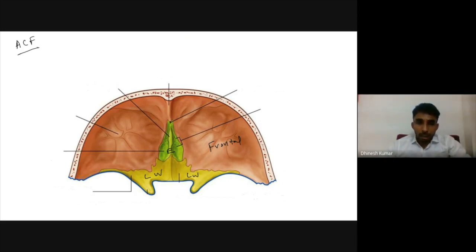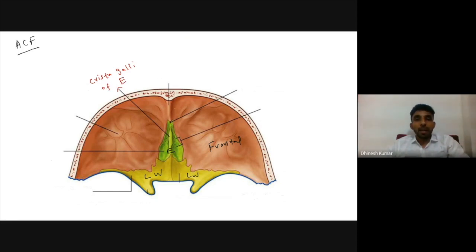Any idea about the landmark I am marking now? Exactly located in the midline. It is a part of ethmoid bone, which is a bony projection actually. Yes, this is the crista galli of ethmoid bone.